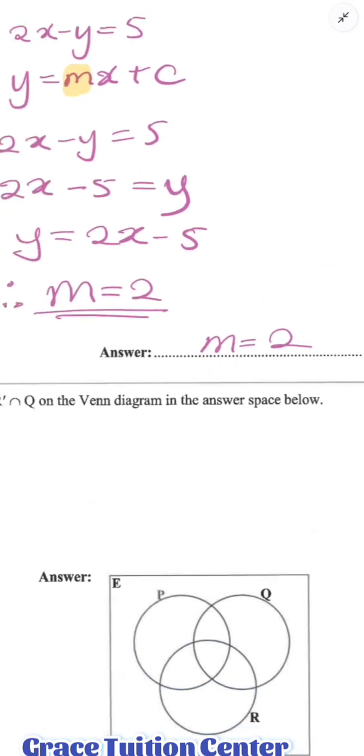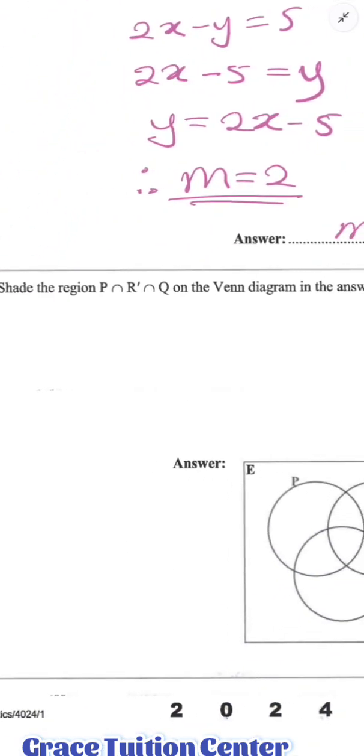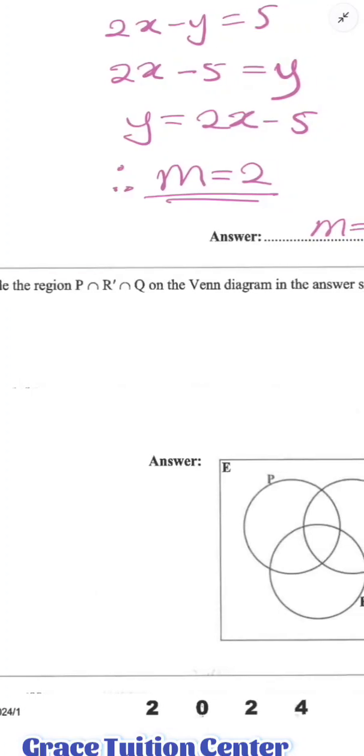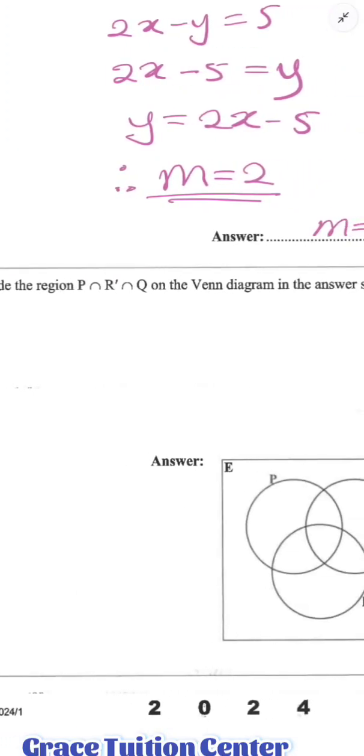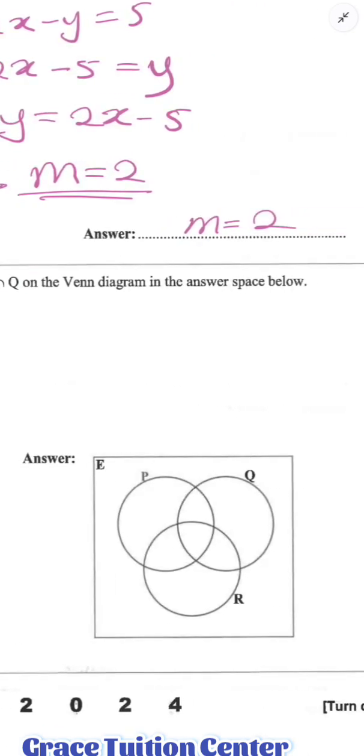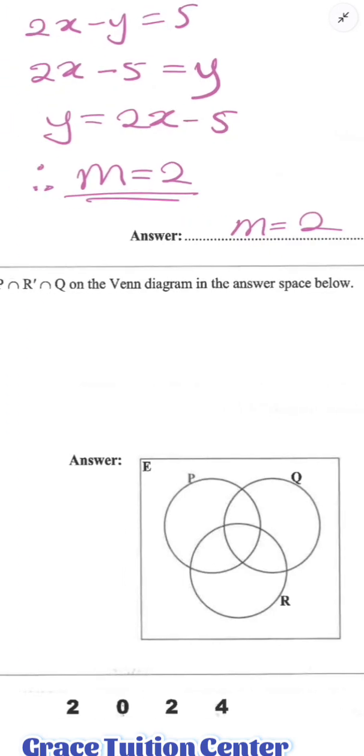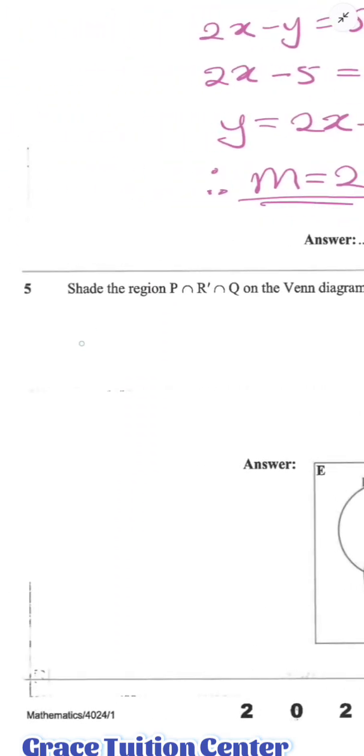The next question is on sets, and the question says shade the region P intersection R complement intersection Q on the Venn diagram in the answer space. This is the Venn diagram they've given us, and they want us to shade P intersection R complement intersection Q.